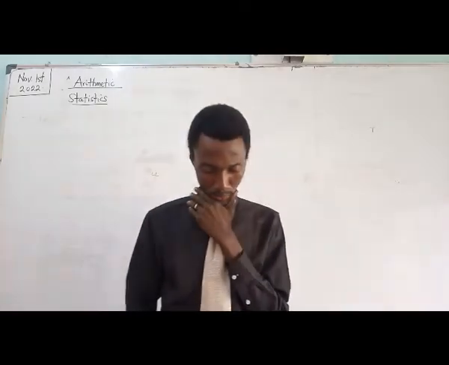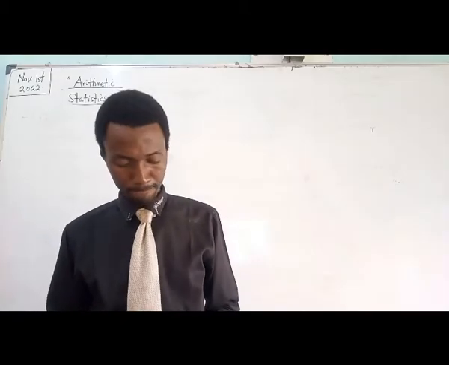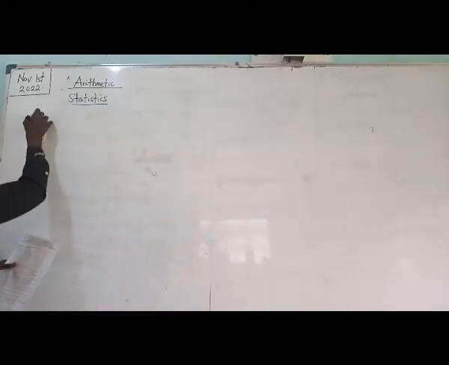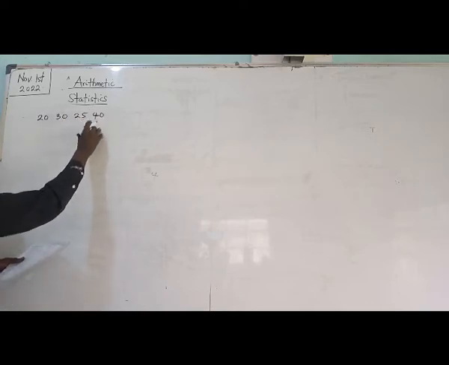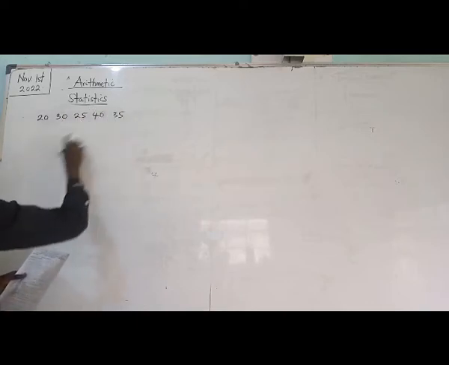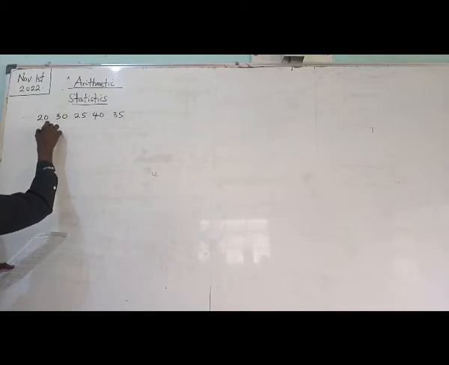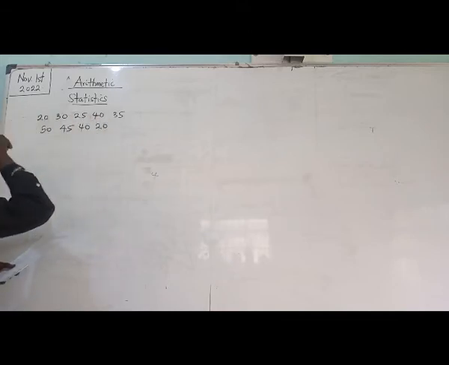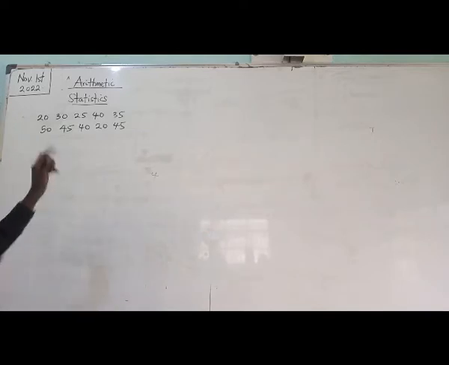Alright, so we will look at question 14 of this revision exam, and it requires us to solve for the mean deviation. So we'll start by trying to list the scores out. We have 20, we have 30, we have 25, we have 40, we have 35. I'll keep it in my 5-5 formation. I have 50, I think I have 45, 40, 20, and 45. Please confirm for me, I should have 40 scores. Am I right? Am I in order? Alright, so we're looking for the mean deviation.